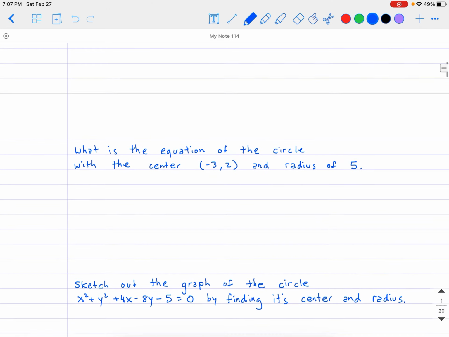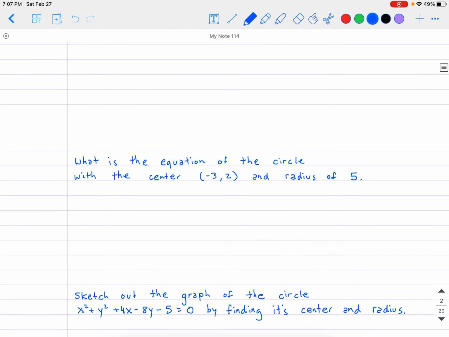All right, so now let's go ahead and solve some of these problems that you might see in the homework assignment. The first one over here is, what is the equation of the circle with a center at -3, 2, and its radius is 5? Well, you don't have to do a lot of work because we just derived the equation, so we can just go ahead and use it right off the bat.